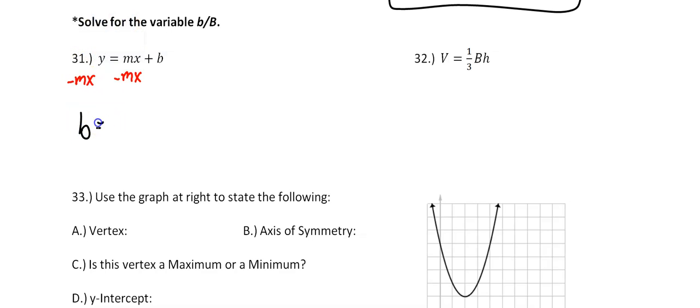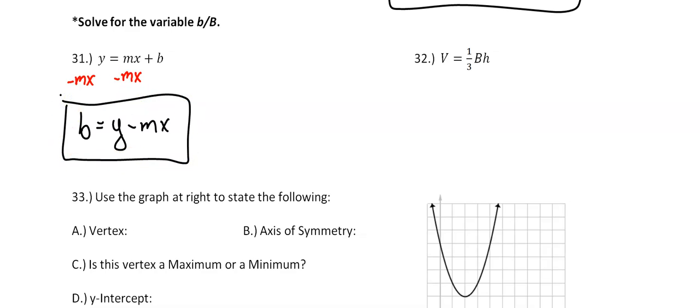And so when I do that, I find out that b equals y minus mx. I can't combine any terms there. They're not like terms, so I just leave it as y minus mx. I literally leave it in terms of the operations, the way it is. That's why they're called literal equations, because we're being literal about the arrangements of these things.